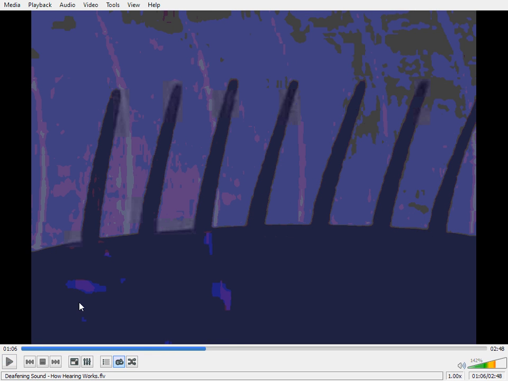Now the fluid is being disturbed. As the fluid gets disturbed, these what are called hair cells are vibrating back and forth. And it's the vibration of those hair cells that basically is what you perceive as sound. It's the movement of these little hair cells.